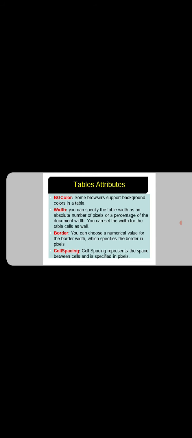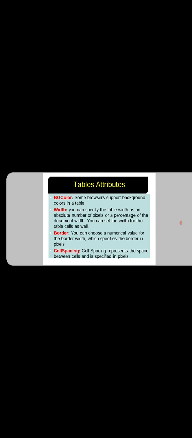So first is BG color. What is BG color? BG color is used to set or change the background color of a table. The next parameter is width. Width is generally used to set or change the width of a table. What is width and what is height? Height means horizontal position, width means vertical columns. We can specify the table width as an absolute number of pixels or a percentage of the document width.